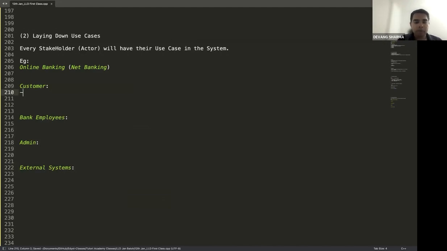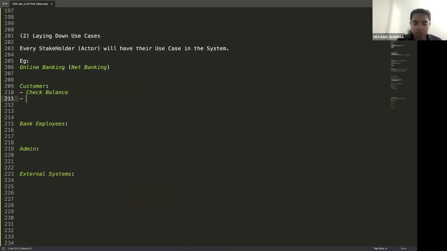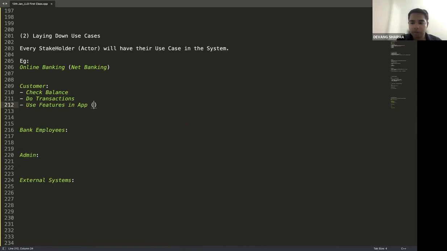When we talk about a customer, what is the use case of a customer? They can check the balance. Of course, they can do the transactions. That's why they are customers. They can use features in the app, whatever features are there. Transaction means withdraw, deposit, whatever they're allowed to do: UPI, NEFT, etc. As a customer, they're entitled to do that.